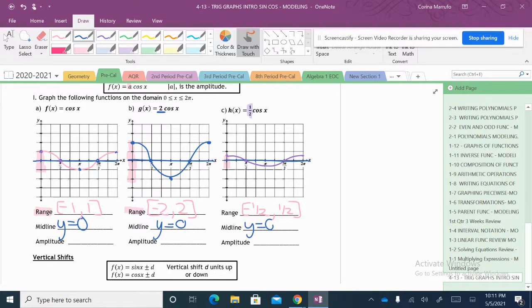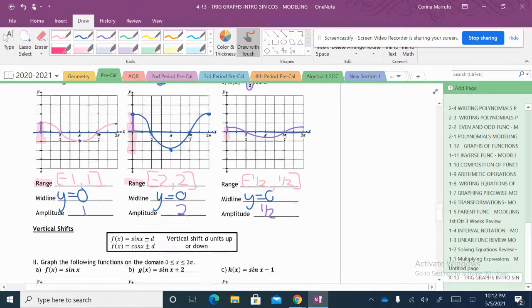And then my amplitude, so from the midline to the peak. So here's my midline to the peak, that is 1 unit, so my amplitude is 1. Here from the midline to my peak, that's going to be 2 units. Here from my midline to my peak is only half a unit, which is this number here that's in the front.